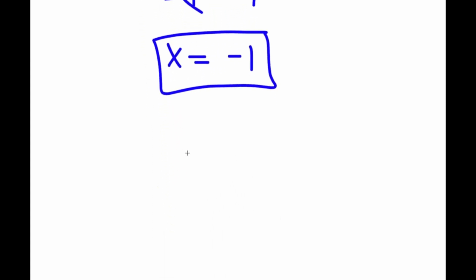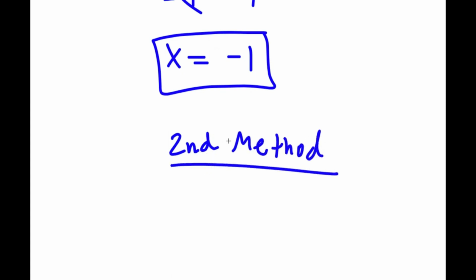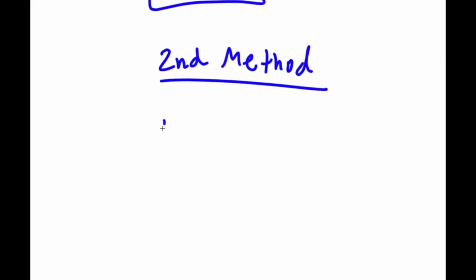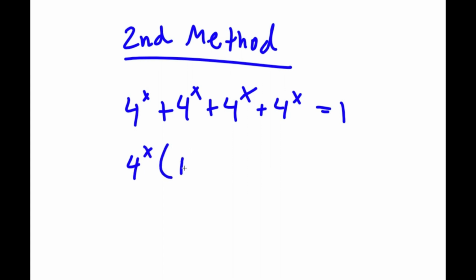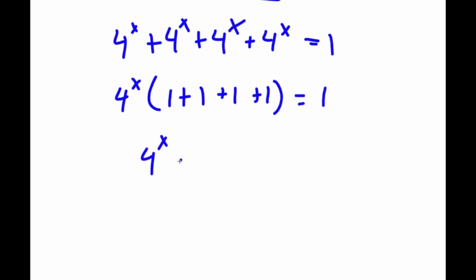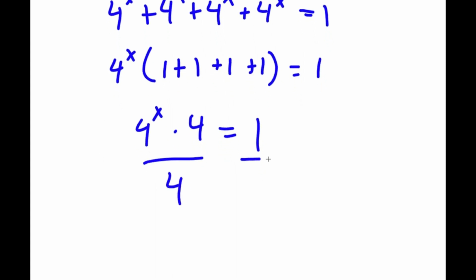Now, I actually have a second method of solving this problem. So again, we first start with 4 to the power of x plus 4 to the power of x plus 4 to the power of x plus 4 to the power of x is equal to 1. Now again, I'm going to factor out 4 to the power of x, so I get 4 to the power of x times 1 plus 1 plus 1 plus 1 is equal to 1. Now if I simplify it in parentheses, I get 4 to the power of x times 4 is equal to 1. Now this time, instead of multiplying these two, I'm simply going to divide both sides by 4.